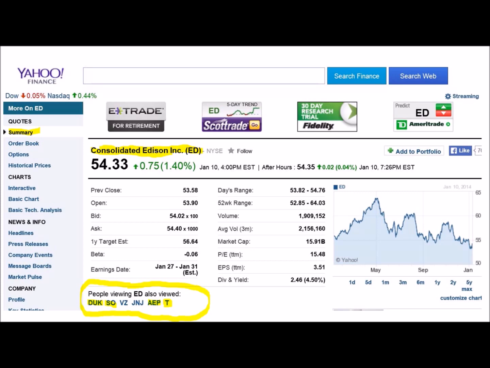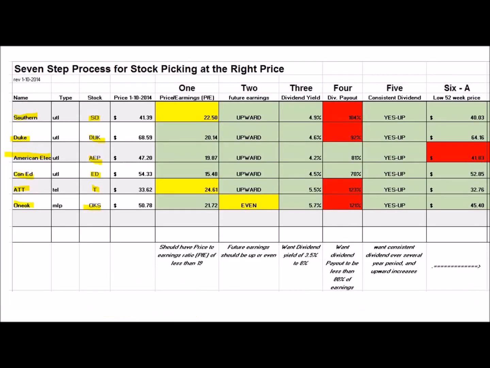You can see in the top left there's a yellowed area that says summary, and I've highlighted Consolidated Ed, summary, and also it shows people that viewed Ed also viewed other stocks. That doesn't mean that these other stocks are any good, it's just what else they've been looking at. So if they're looking at them, you may want to look at them too, and you may want to put those other stocks on your stock chart to see if they meet your parameters also. You don't have to, it's just if you want a list of stocks to look at, this is one way to get it.